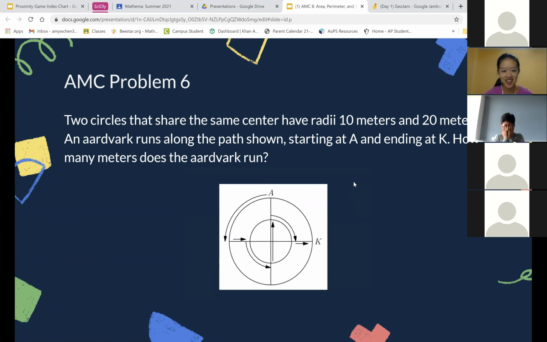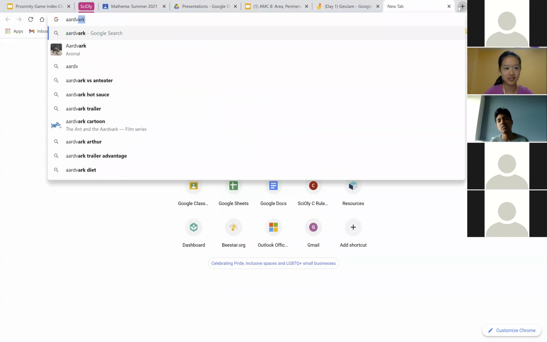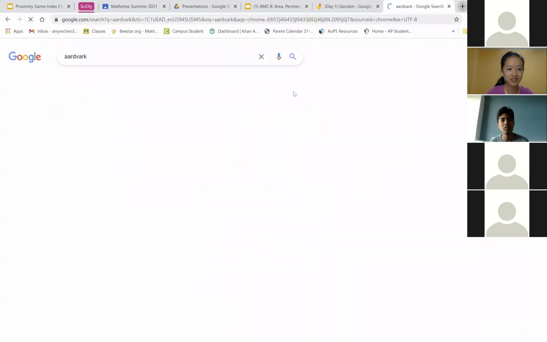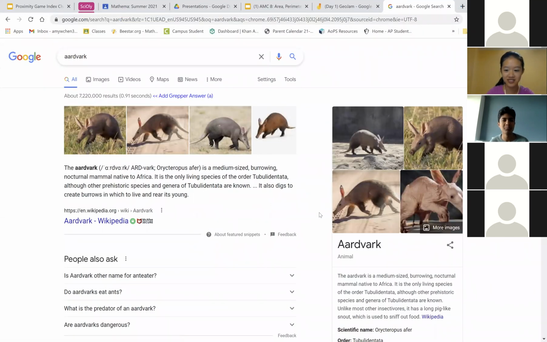Two circles share the same center. They have radii. Radii is the plural for radius. Lap running questions. What is an aardvark? These aren't lap running questions. Wait, actually, let me look up what an aardvark is. Like, what am I trying to find here? An aardvark is an animal. I didn't know they ran laps.